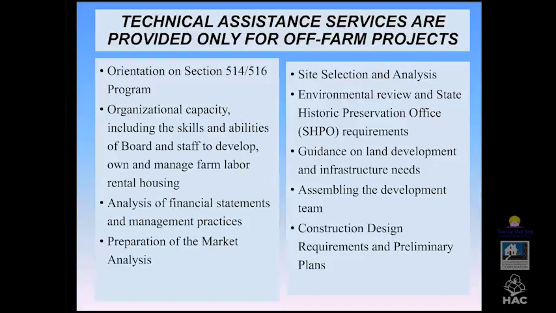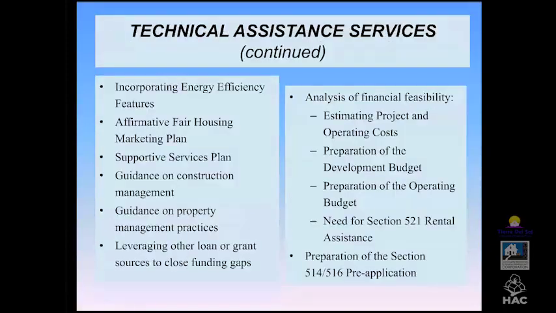And then we also take a look at the proposed site. If a site hasn't been selected, we can help conduct feasibility reviews to determine the best site. Any site selection analysis includes an environmental review and State Historic Preservation Office clearances to ensure that there are no historic considerations that need to be addressed at the project. We provide guidance on land development and infrastructure needs, assembling the development team, construction design requirements, and developing preliminary plans.